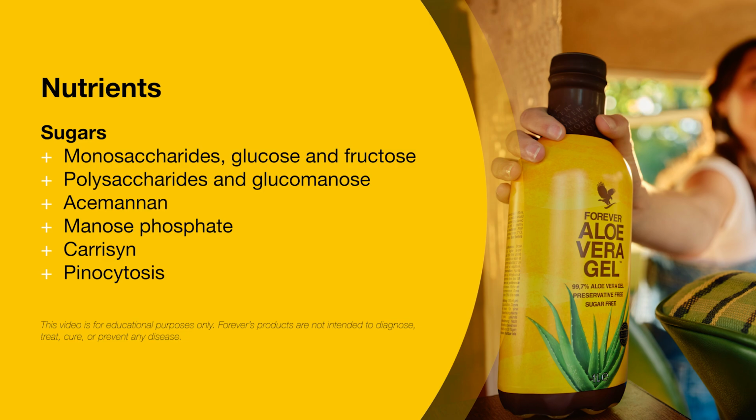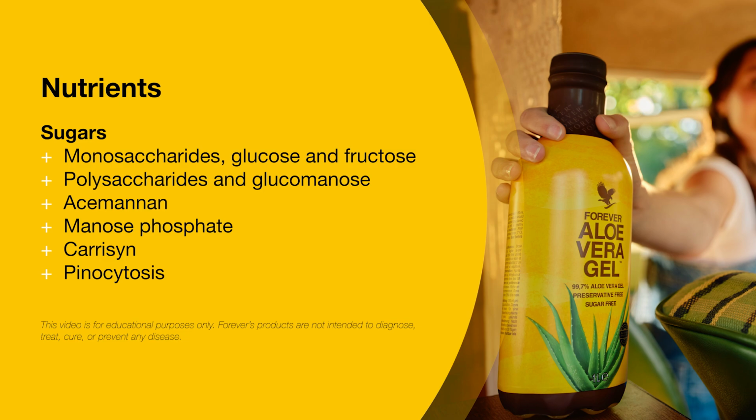It has actually been extracted by some companies, like Carrington Laboratories, and made into a product called Carrisyn to try to maintain the health of your immune system. Also in the sugars you have mannose phosphate, which helps with wound healing. Acemannan is an unusual molecule because it's small enough to be absorbed whole through your digestive system into your bloodstream, and that's called pinocytosis. You'll see that word at the bottom there. That means the whole molecule gets into your blood.